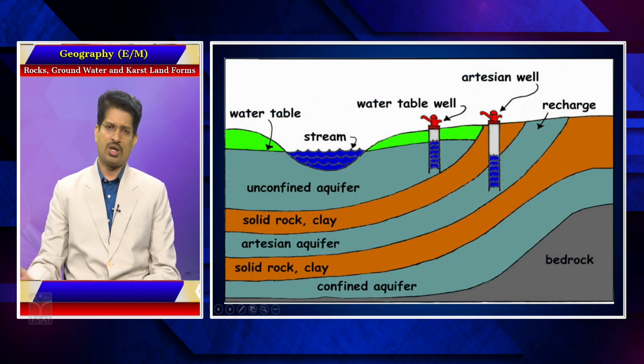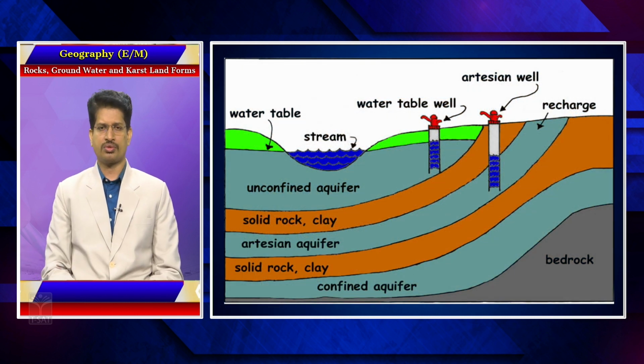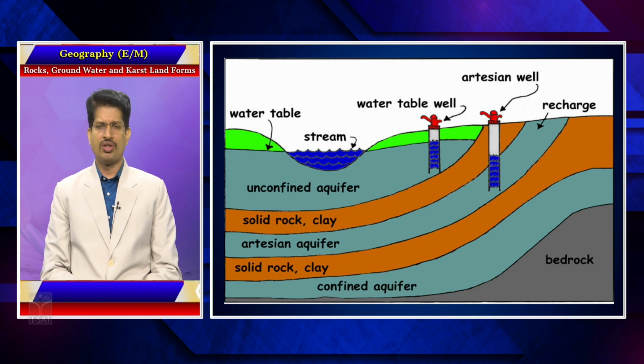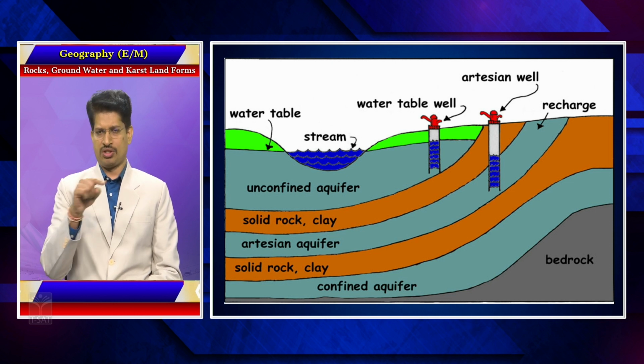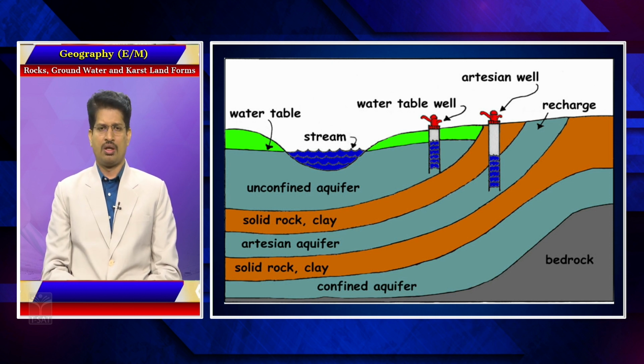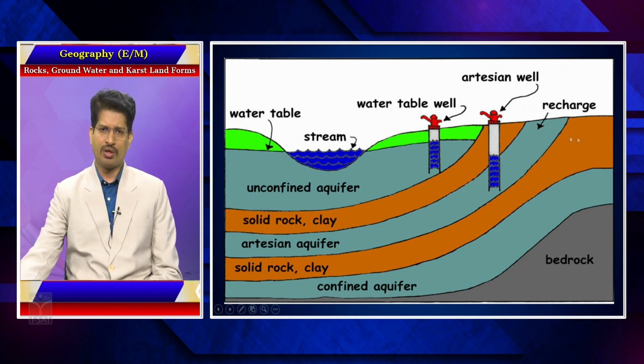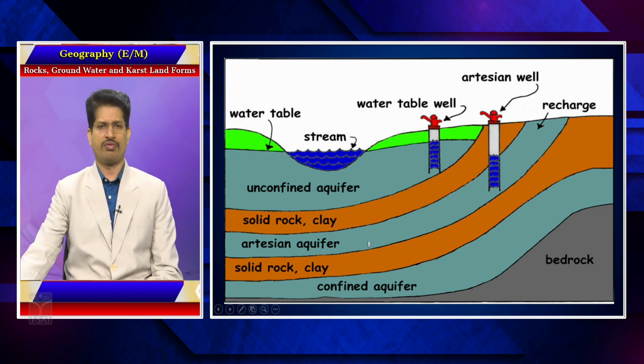To help you understand what I have discussed about the water table, here you have different layers, in which different colors are given. The brown colored layers are different layers of rocks. These brown layer rocks are impervious rocks, meaning they will not allow the water to pass through.